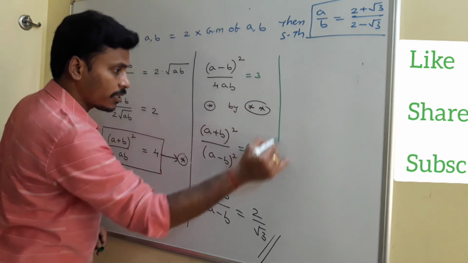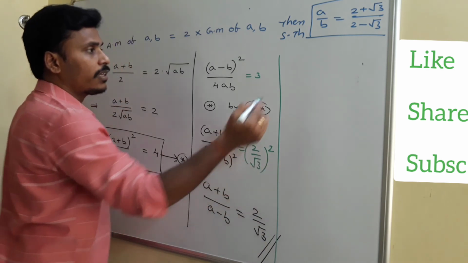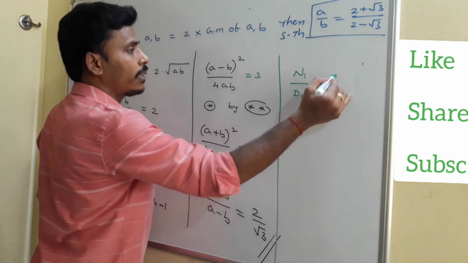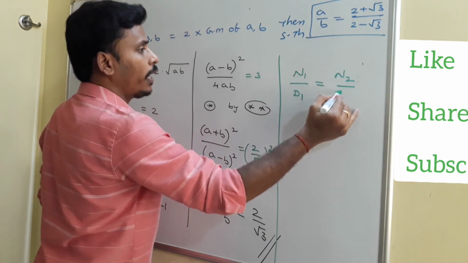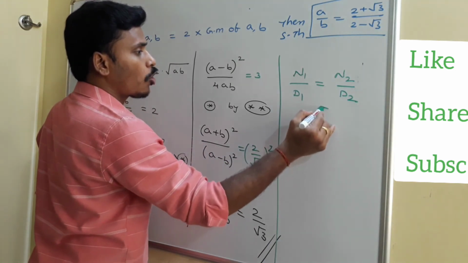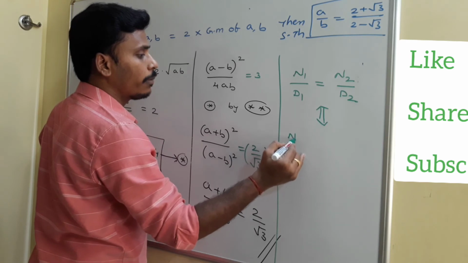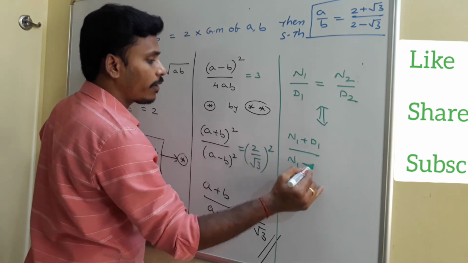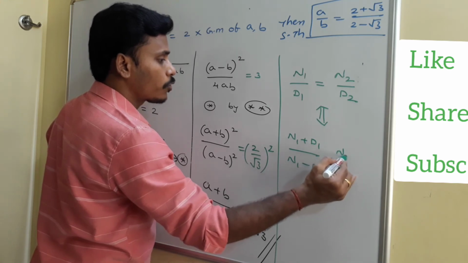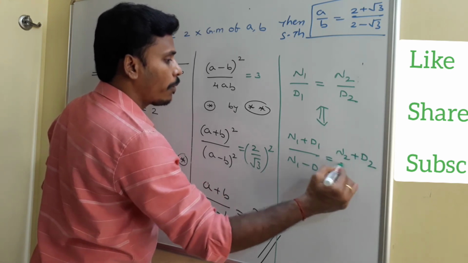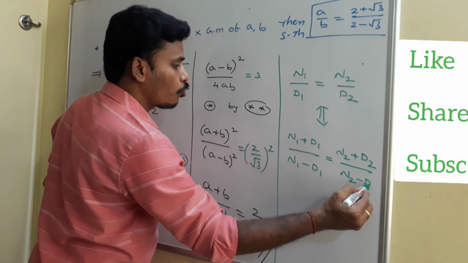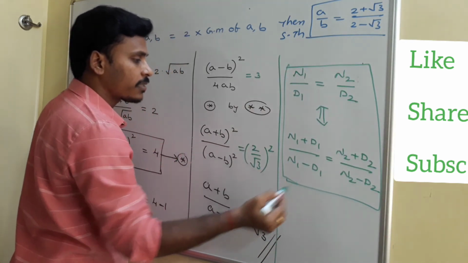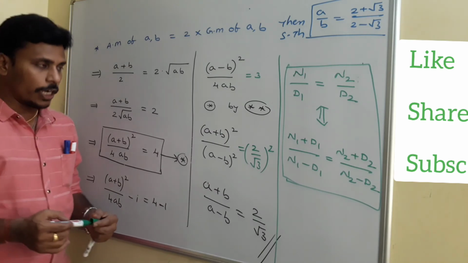Okay, for the space concern I erased. See, if you look at this, I have two fractions. Numerator 1 by denominator 1 is equal to numerator 2 by denominator 2. Then this componendo and dividendo rule is nothing but numerator 1 plus denominator 1 by numerator 1 minus denominator 1 is equal to numerator 2 plus denominator 2 by numerator 2 minus denominator 2. This is what is called the componendo and dividendo rule.